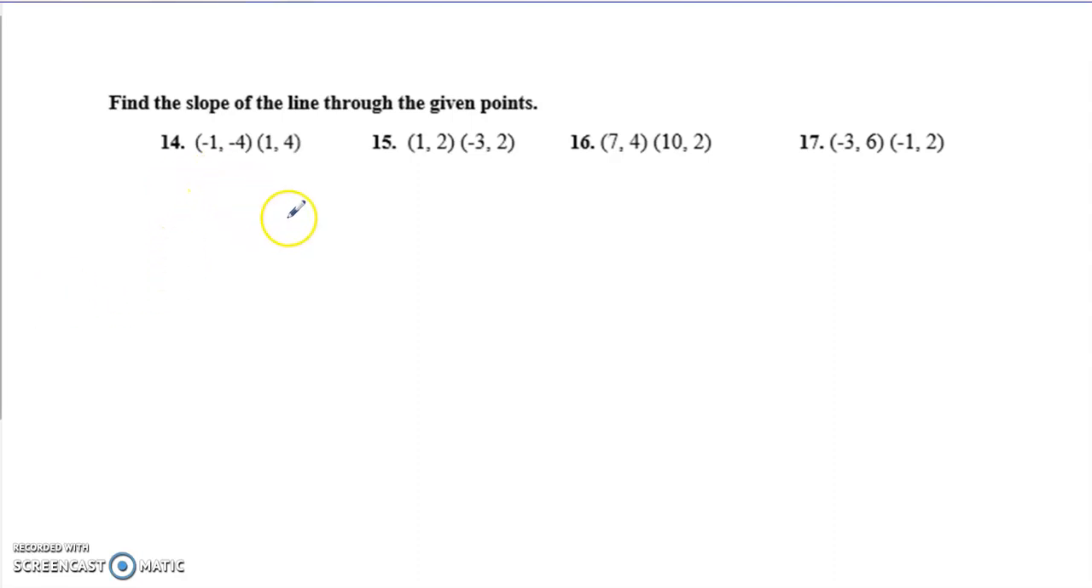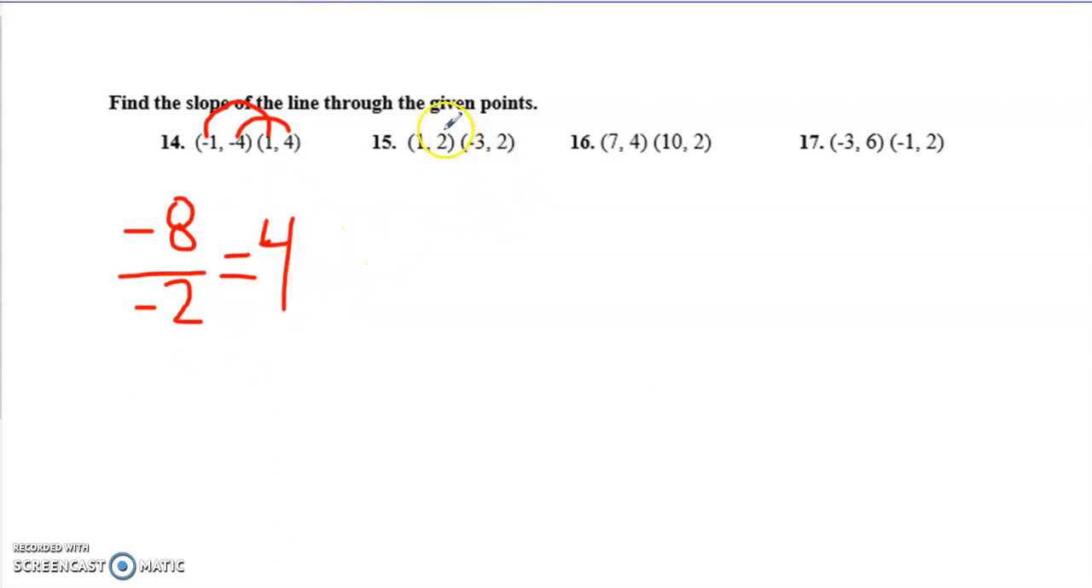Find the slope of the line through the given points. So we're going to do exactly what we did with this one. We're going to compare the numbers here. 4 to -4. Start here. How'd you get from 4 to -4? You subtracted 8. How did you get from 1 to -1? You subtracted 2. And that simplifies to +4. So that's your slope of this line right here.